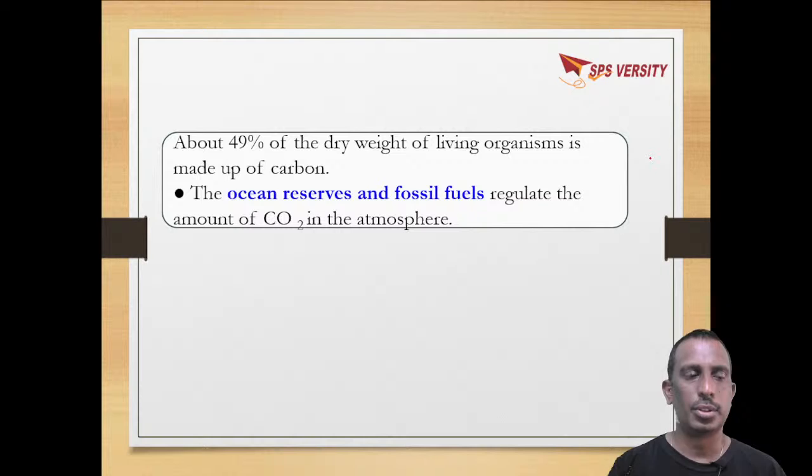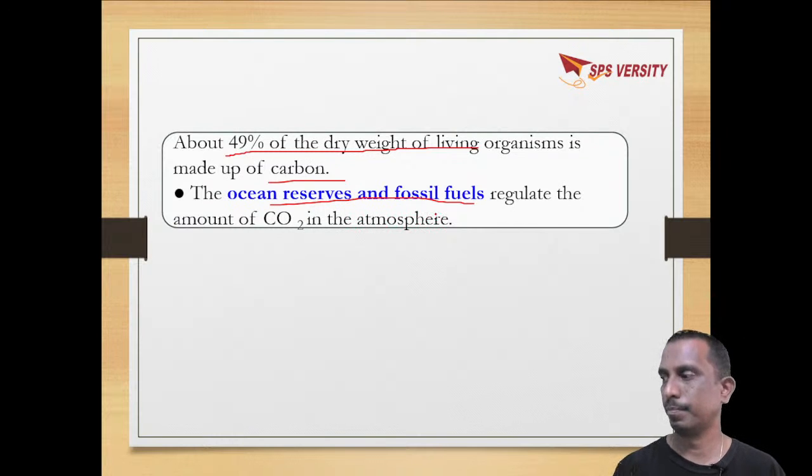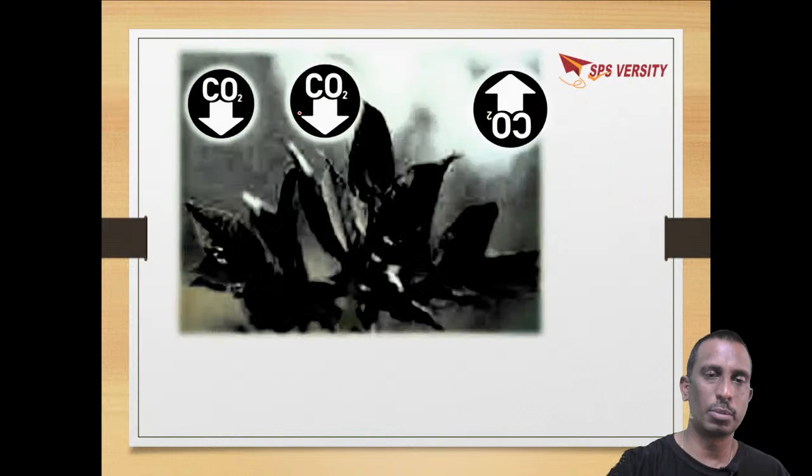If you see the importance of carbon, about 49% of the dry weight of living organisms is made up of carbon. So the ocean reserves and the fossil fuels will regulate the amount of CO2 in the atmosphere. In living organisms, carbon occupies the major part, that is, 49% of the dry weight is occupied by carbon.